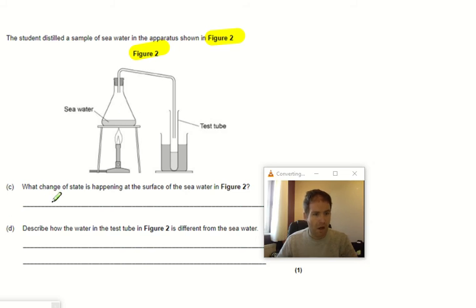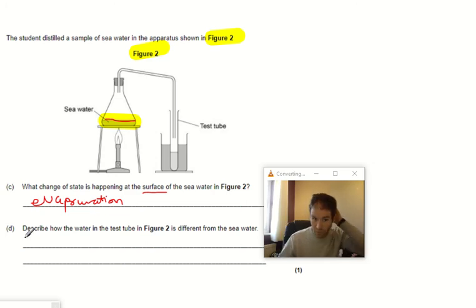Okay, what change of state is happening at the surface of the seawater? Okay, at the surface of the seawater in this section here. So what change of state is going on there? Now, they specifically said at the surface. Okay, at the surface, so we're going to say evaporation at this point. Boiling happens all throughout, so when they specifically mention surface, it's evaporation.